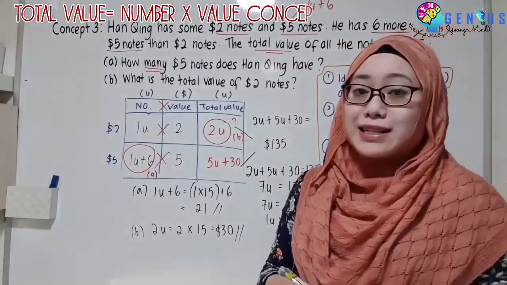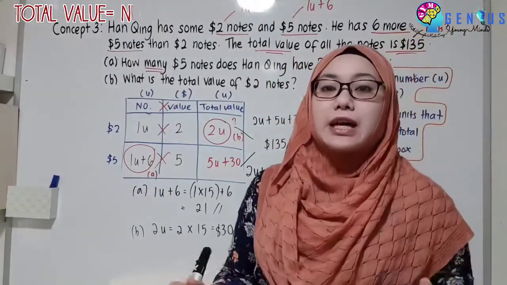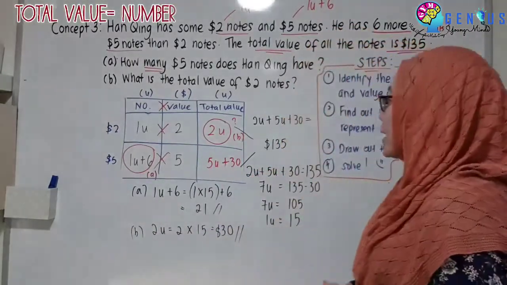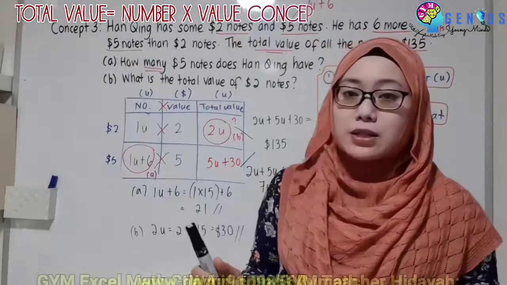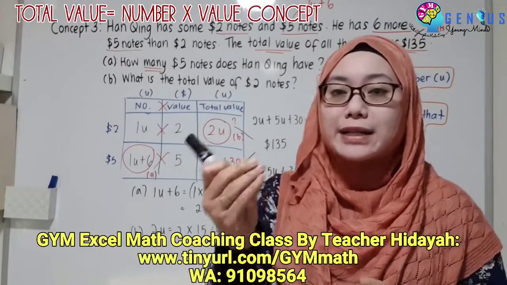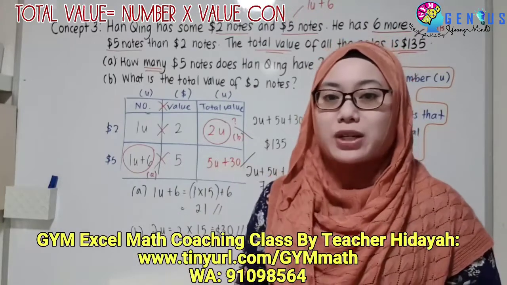So this is the total value number times value concept. It's very easy, very straightforward. The thing about this concept is you need to identify the number, the value, and also what is the total value given in the question.